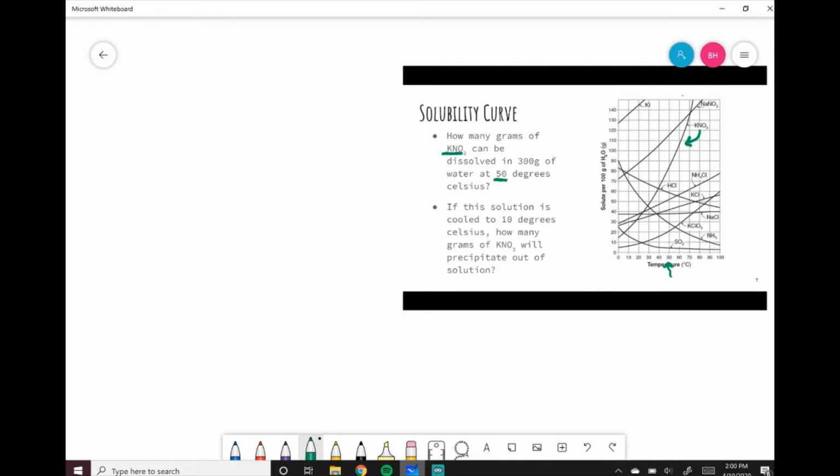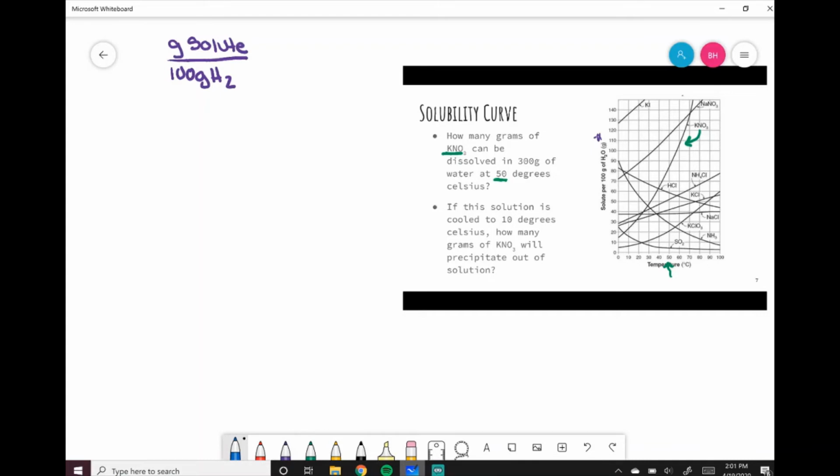Now, what we're going to be doing to set up this problem is we're going to be setting up some ratios. So when we think about solubility, solubility is often referenced by grams of solute over 100 grams of water. And actually you can see that right here because as you can see, the solubility right here is solute per 100 grams of water. So we're going to set up some ratio to solve for this problem.